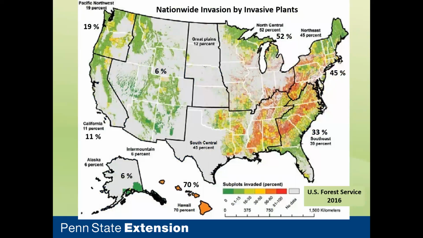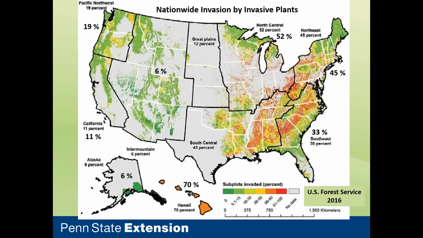So here's an interesting distribution map that shows the nationwide invasion by invasive plants. And this is looking at the U.S. Forest Service data from 2016, looking at forest inventory and analysis plots and looking for the presence of at least one invasive plant on those plots. And basically what it's showing you is the invasion potential or percentage, and you can see it across the different regions of the United States.